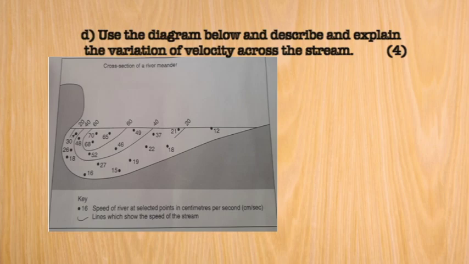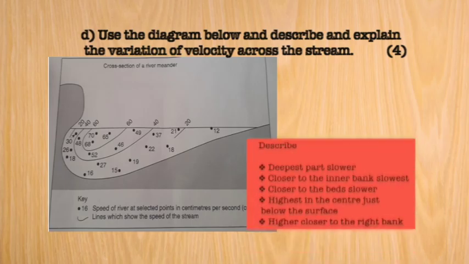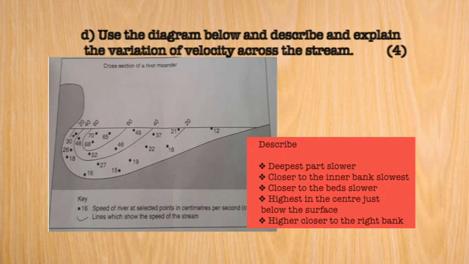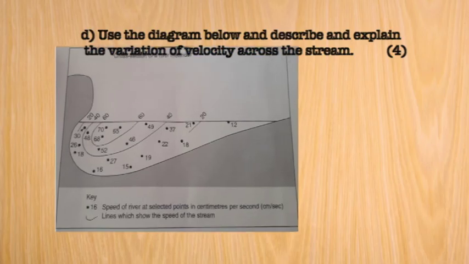Question D. Use the diagram below to describe and explain the variation of velocity across the stream. Describe the variation. Deepest part, slower. Closer to the inner bank, slowest. Closer to the beds, slower. Highest in the center just below the surface, higher closer to the right bank.